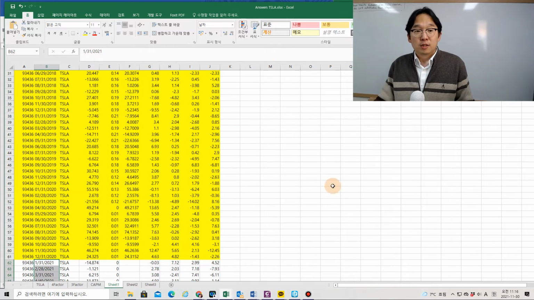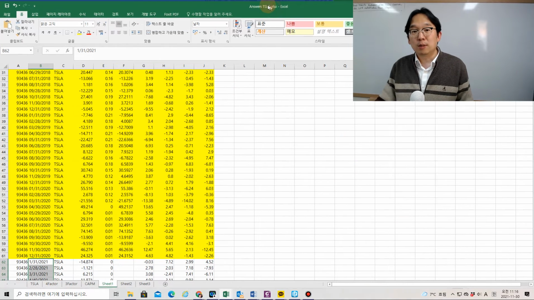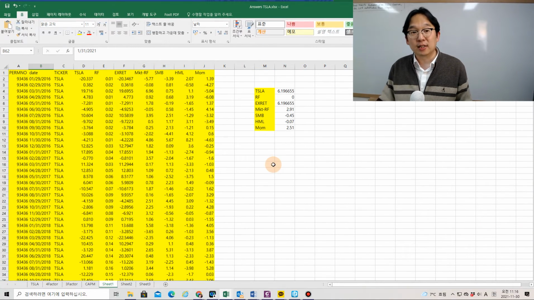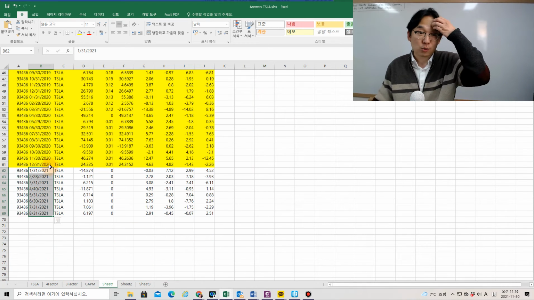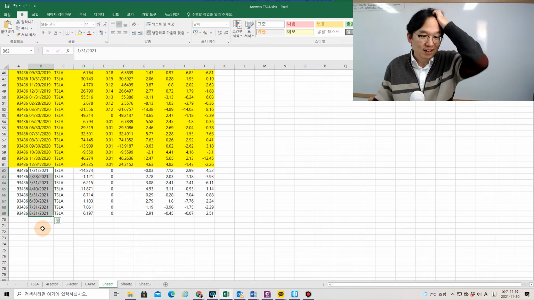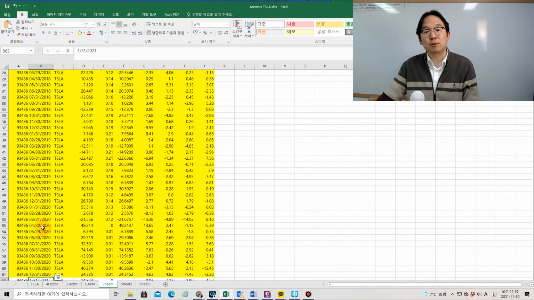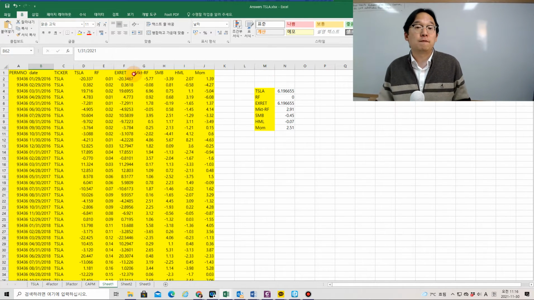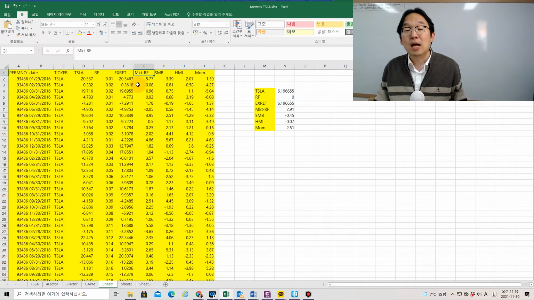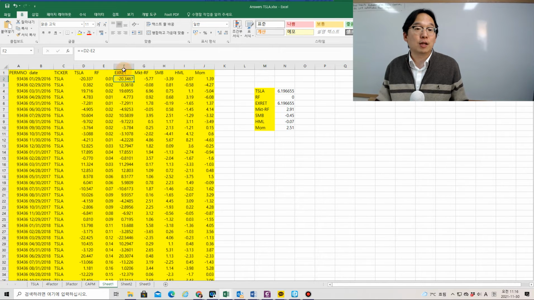So what I gave you was the monthly stock return data of Tesla since 2016 all the way down to 2020 and 21. And then I also gave you the factor portfolio returns, the market factor portfolio return, which is RM minus RF, and then SMB, HML, momentum, right?